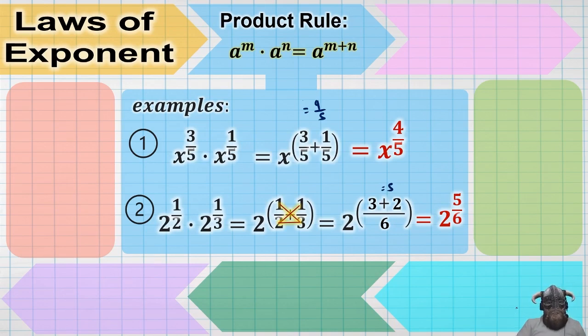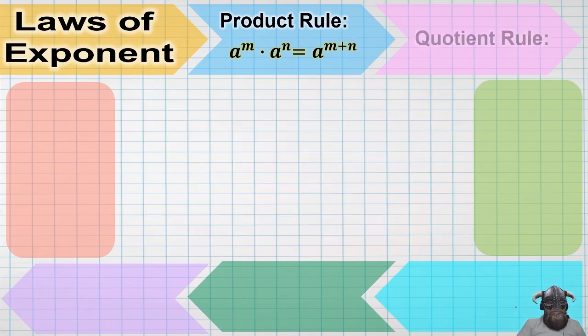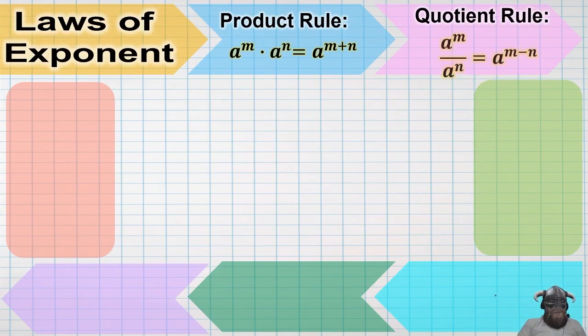Okay, let's go to the next law of exponent, and that is the quotient rule. So the quotient rule says a raised to m all over a raised to n is equal to a raised to m minus n. So ito naman, para lang din siyang product rule, but this time they are being divided. So if you have the same bases being divided to each other, isusubtract mo lang yung exponent nila. So parang m minus n.